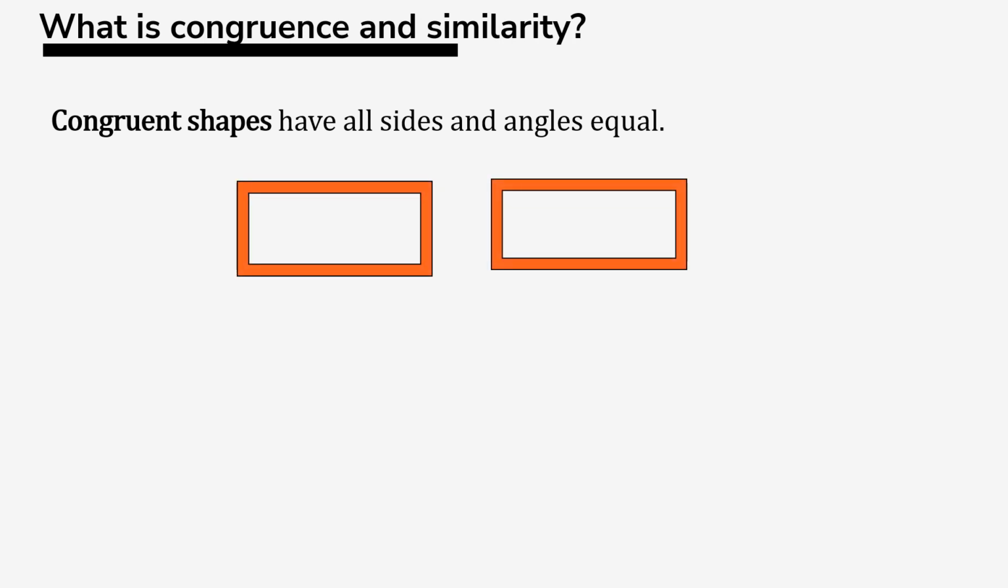Let's take this example. Suppose these two rectangles are congruent to each other. How can we find out these two are congruent? If their sides are equal and their corresponding angles are equal. Okay, this is how we can say these are congruent shapes.